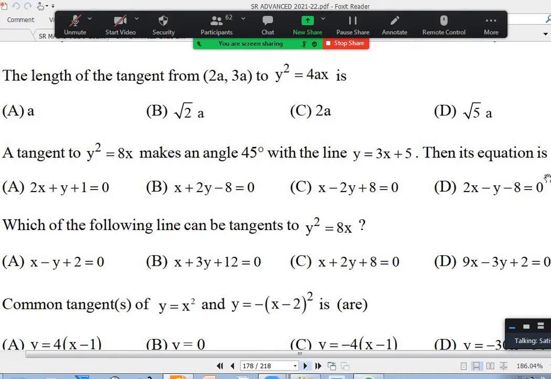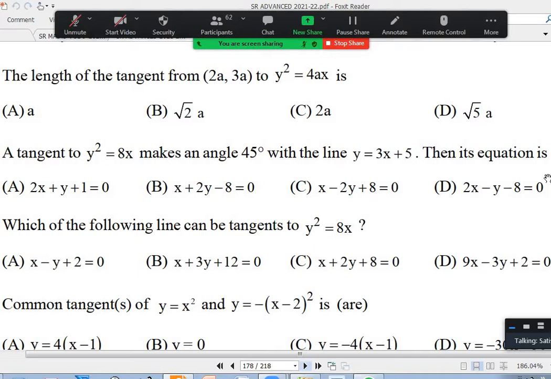Y square equal to 4ax. If you want y equal to mx plus c to be a tangent, the condition is c equal to a by m. If you want to use lx plus my plus n equal to 0, the condition is a m square equal to ln. You can verify anything. If I use this for the first one, x minus y plus 2 equal to 0, a value is 2. 2 into minus 1 whole square equal to 1 into 2. Correct.